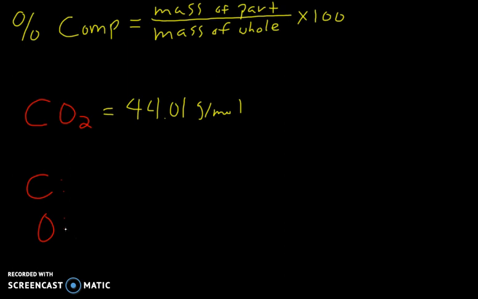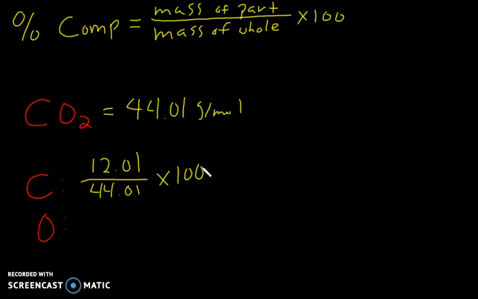We're going to plug these numbers into our formula. For carbon, we need the molar mass of carbon to go on top because that's the mass of our part we're trying to find. The molar mass of carbon is 12.01, and the mass of our whole compound is 44.01. Then we multiply that by 100.